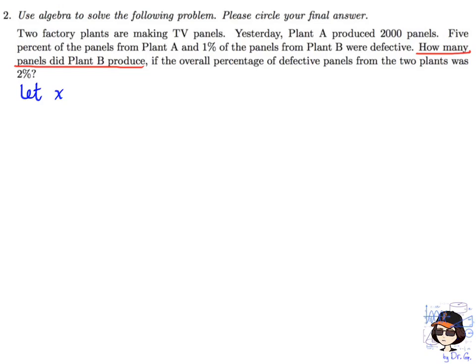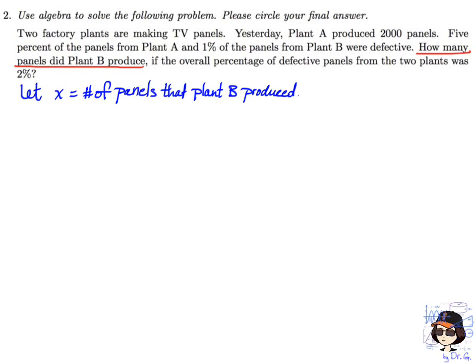Now, I don't want you to say, let x equal B, or let x equal plant B, because x is a number, not a factory, okay? So be precise. You can say, let x equal the number of panels that plant B produced. Or let x represent, okay? You don't need to use the equal sign if you don't want to. But it's a number of panels.